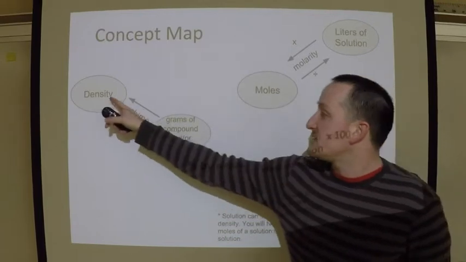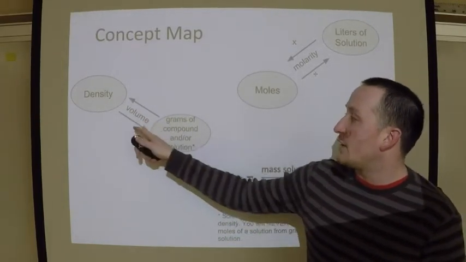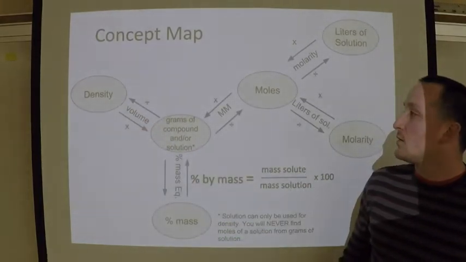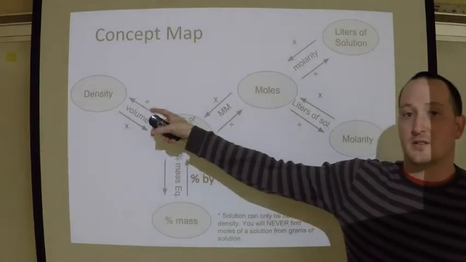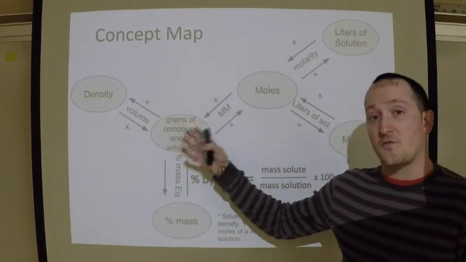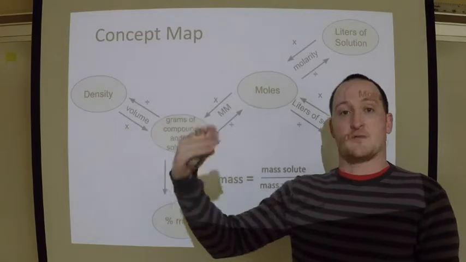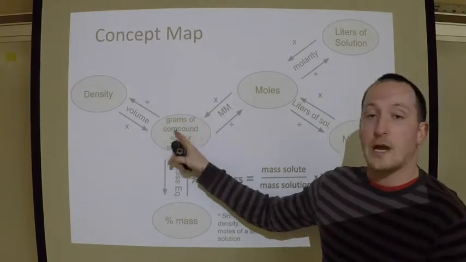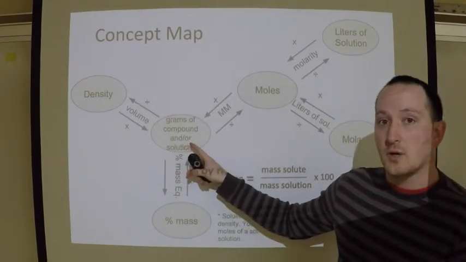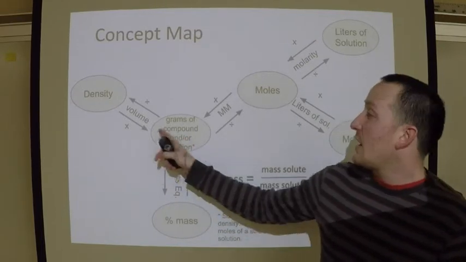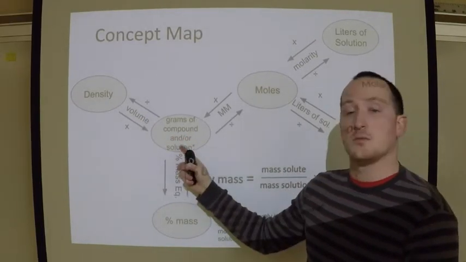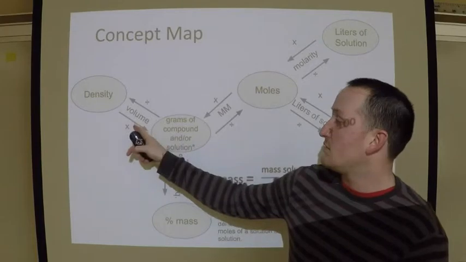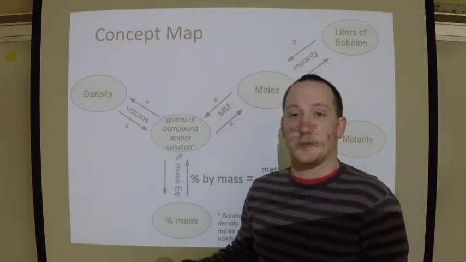Okay, so density, again, if I know grams of my solution and I know volume, then I can find my density. Again, the equation for density is mass divided by volume. So if I know my grams of solution, how much it weighs, and I know the volume of it, I just do mass of my solution divided by volume, and I get my density.